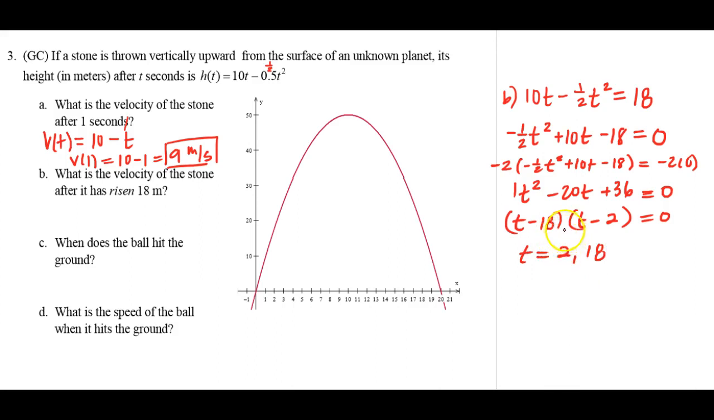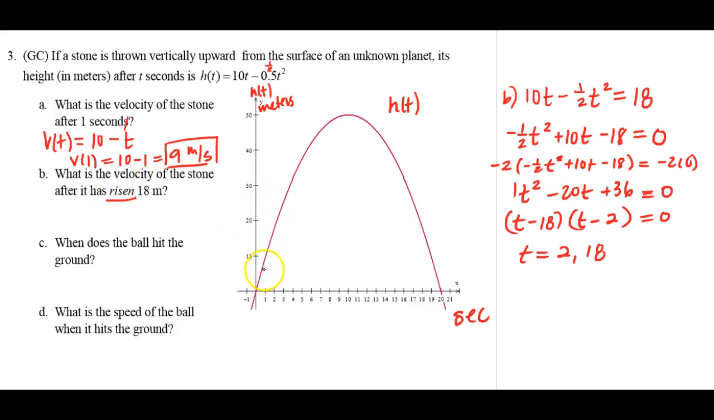Alright, so now let's think about this for a second. What is the velocity of the stone after it has risen 18 meters? Let's take a look at this picture. This is my h of t function graphed, where t is in seconds and h of t is in meters. This is kind of a tricky question because I want to know the velocity after the stone has risen, that's why it's italicized, 18 meters.